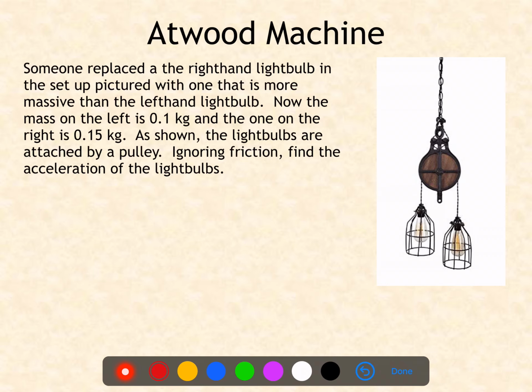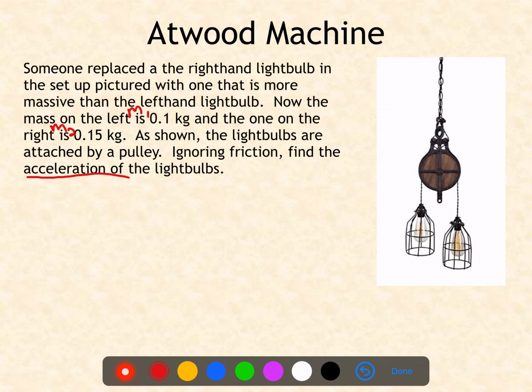In this problem, we're looking at what we would call an Atwood machine, and you have one object on a pulley with another object. In this case, these are light bulbs. We're given the mass of each object, which I will call mass 1 and mass 2, and that's basically all we're given. We want to know what the acceleration is of these light bulbs.